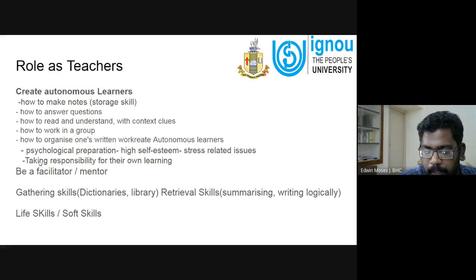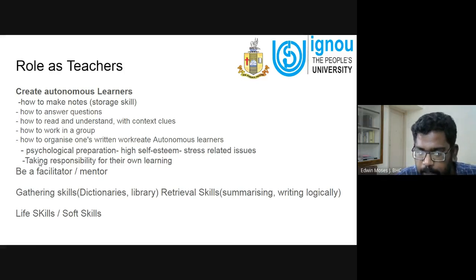How to make notes, it's part of storage skill. How to answer questions, how to read and understand, especially it's very important with reference to higher secondary students and college students. How to work in a group, right? How to organize, you develop it from the childhood stage, from group activities to role playing, to creative expressions. What they need in life is they have to become autonomous learners, independent learners. How to work in a group, how to organize one's written work, and how to be independent. That is important. So how to answer questions, how to make notes, how to read and understand with context clues, how to work in a group, how to organize one's written work.